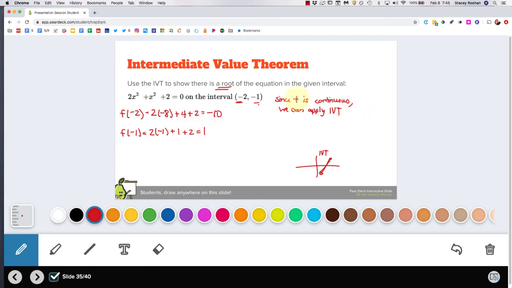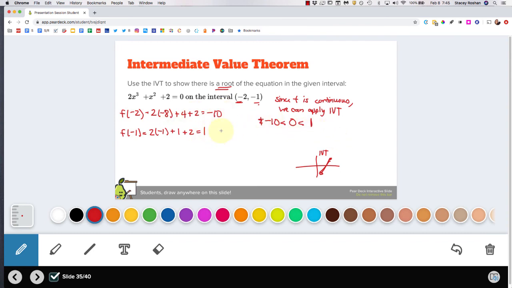So why don't we just pick it up right here? Since f is continuous, we can apply IVT, and we know that negative 10 is less than 0, which is less than f of negative 1, which is 1. You can either say f of negative 2 is less than 0, which is less than f of negative 1, or you can just put the values.